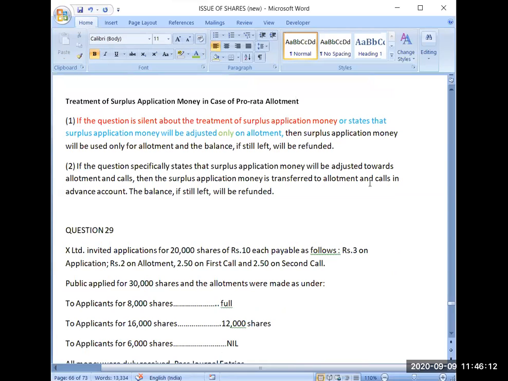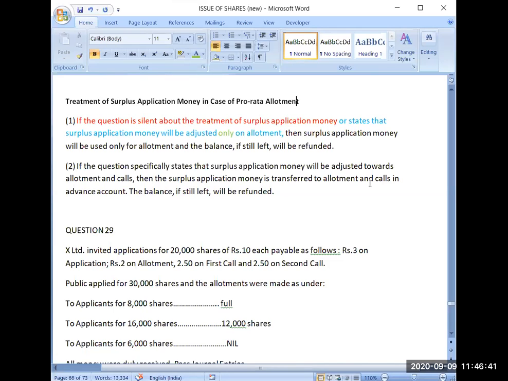So whatever money you require on allotment for the number of shares in that particular category, that you will use on allotment, and the rest of the money which you have in excess will be returned to the investors. Yes, please. Is this first rule clear, or is there any confusion? Now see the second rule.